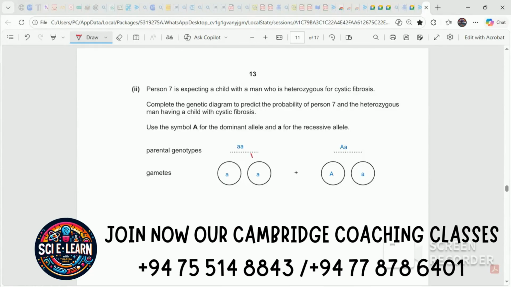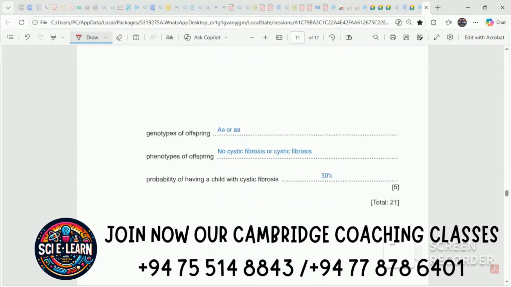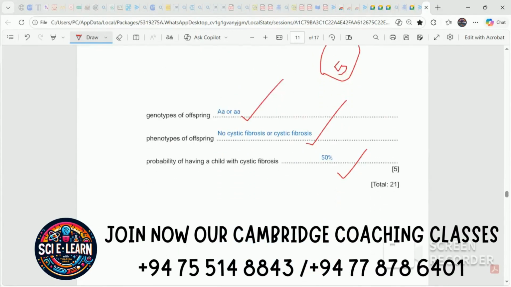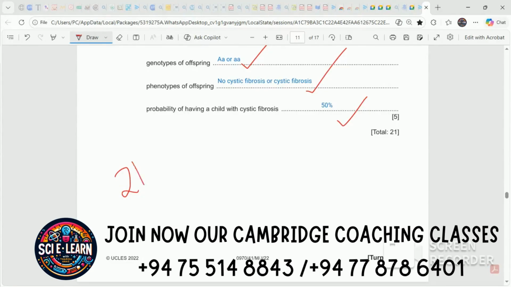For the next one, if you have written that statement correctly, then this part is going to be super easy. Genotypes of offspring, phenotypes: no cystic fibrosis or cystic fibrosis, 50% chance. Good. You can either write the probability in percentages or fractions. Both are acceptable. So 21 out of 21, right?